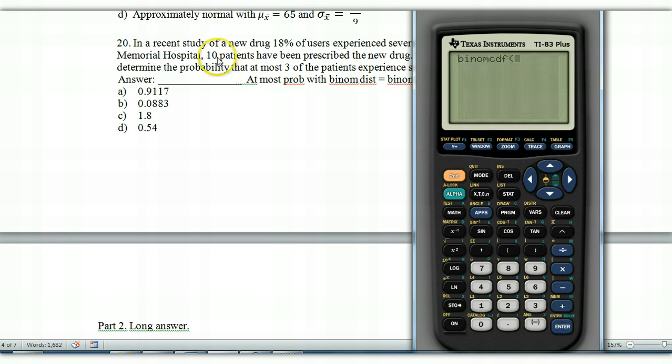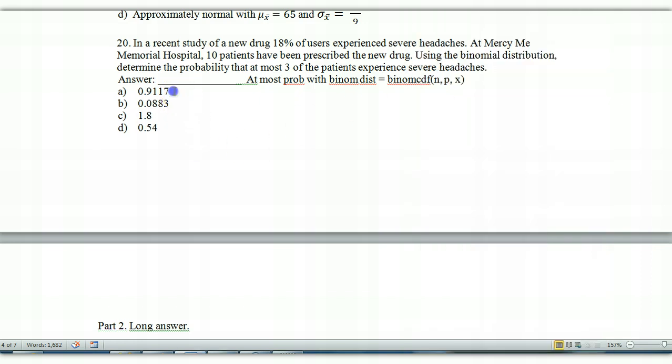All right, N, how many patients were there? There were 10. P, what's the probability a patient gets a headache? It's 0.18, since that's the empirical probability. And then how many? At most what? At most 3 will get a headache. And then we hit enter, and we get 0.9117 to 4 decimal places.